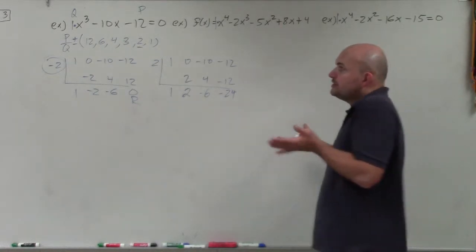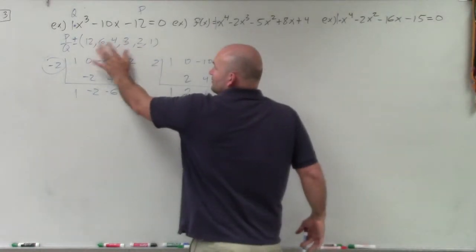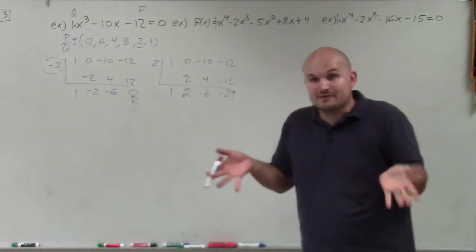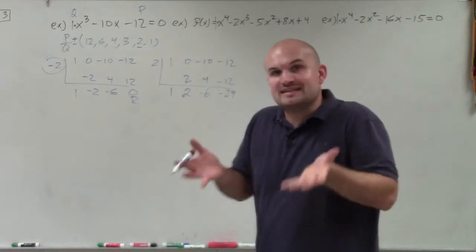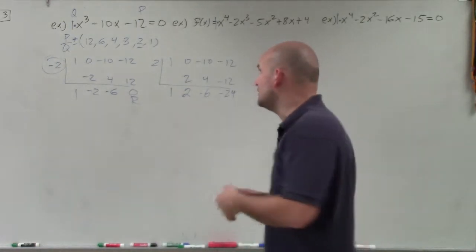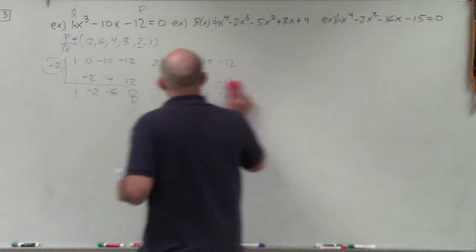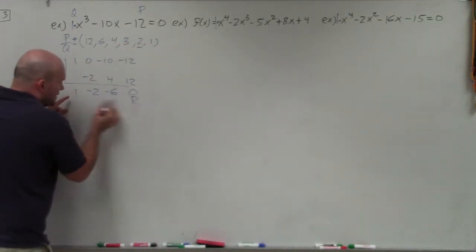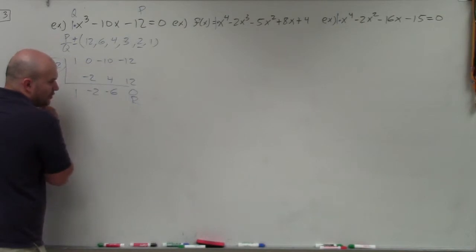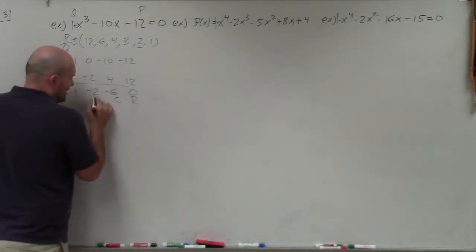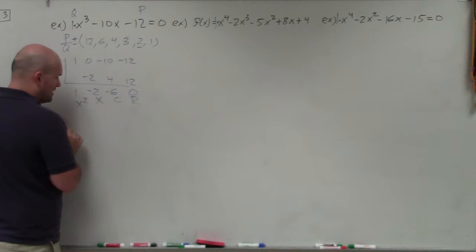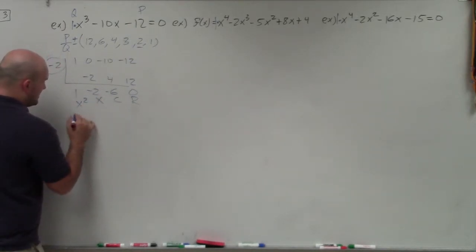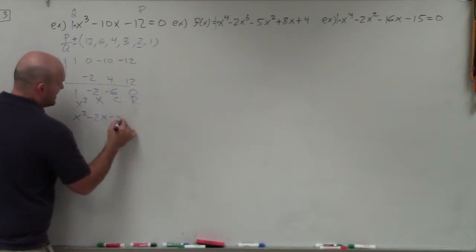Now, you can go ahead and test plus or minus 3, plus or minus 4, plus or minus 6, plus or minus 12 using the same thing if you'd like to. However, we don't know if the other 2 zeros are going to be rational. So we take this as our solution. Now, let's take our quotient and let's write this as a polynomial. So we start with remainder. That's our constant. That's our linear. That's our quadratic. So to write this as a quadratic, I'll write x squared minus 2x minus 6.